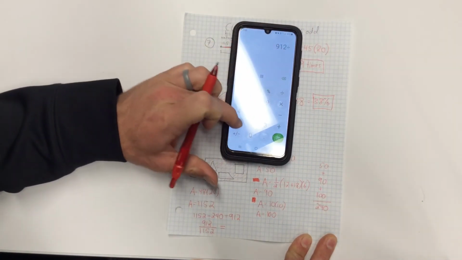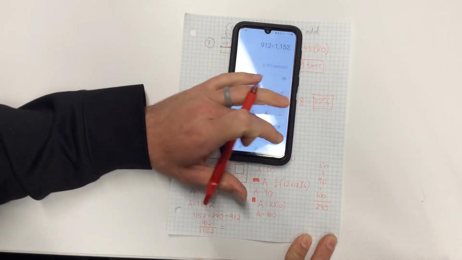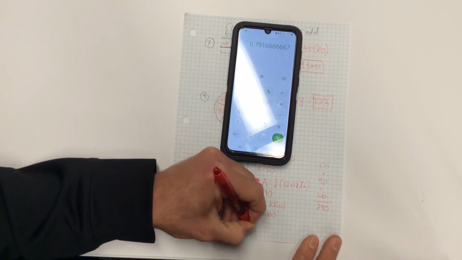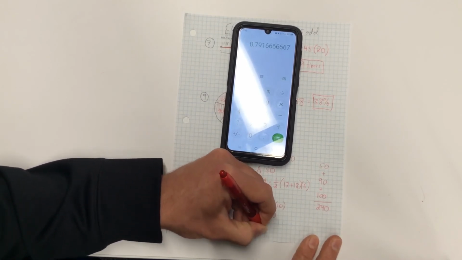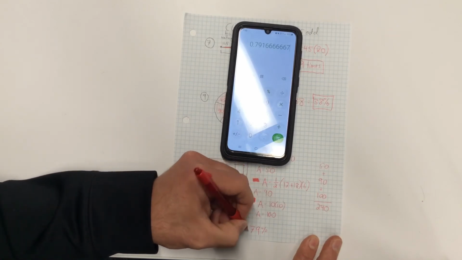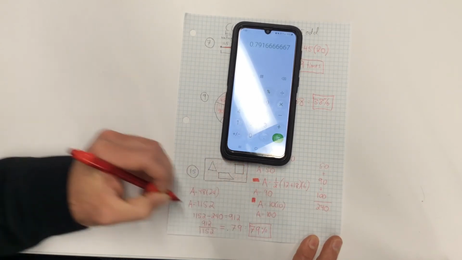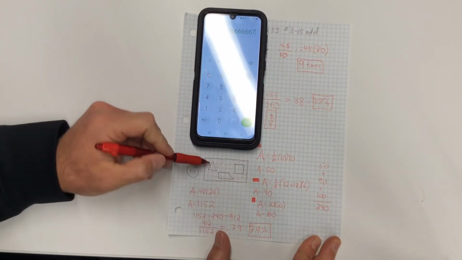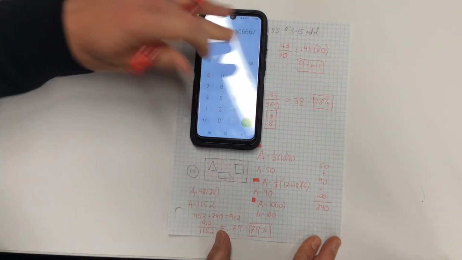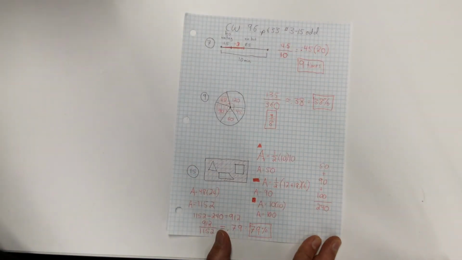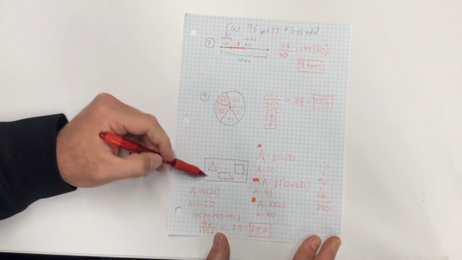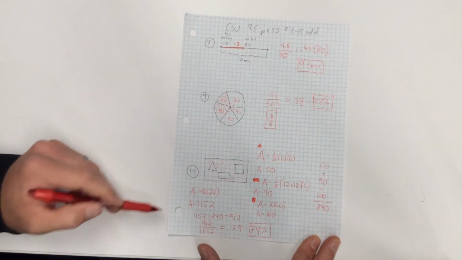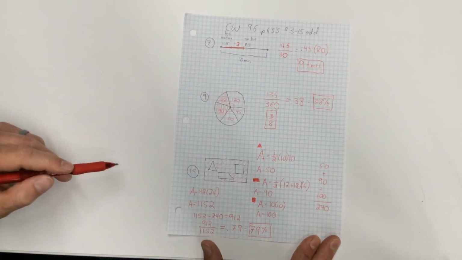912 divided by 1152, we get 0.79, or 79%. Okay, so we have a 79% chance of hitting one of the non-shapes, which if you look at the picture, you can see that most of the area is not in the shape, so that makes sense. We have a pretty good percentage chance or likelihood or probability of hitting this shaded region.